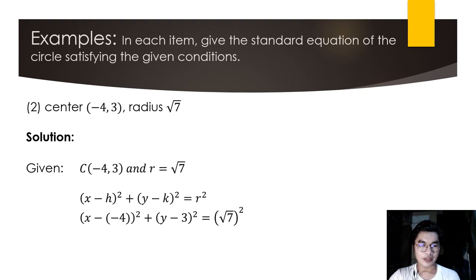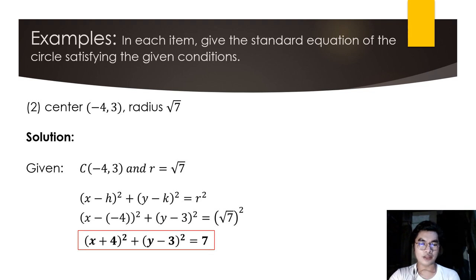Negative multiplied by negative, so we will get positive. So we have the square root of x plus 4 squared plus y minus 3 squared is equal to 7. So in 7, we're going to eliminate the square root sign, so we will get 7. So this is our final answer.